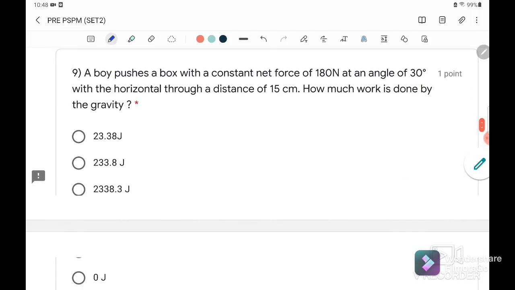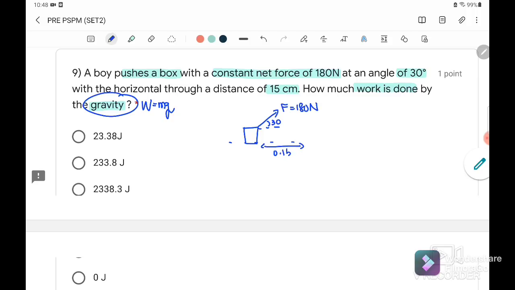Next, we go to question number 9. A boy pushes a box with a constant net force of 180 Newton at an angle of 30 degrees with the horizontal through a distance of 15 cm. How much work is done by gravity? Here, by gravity we mean the work done by the weight, or mg. The boy is pushing a box at an angle of 30 degrees, so this is the external force. The distance is 0.15 meter. But the question asks for the work done by gravity.